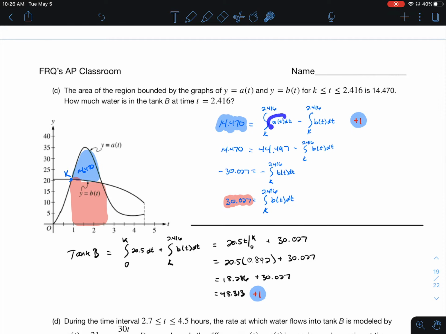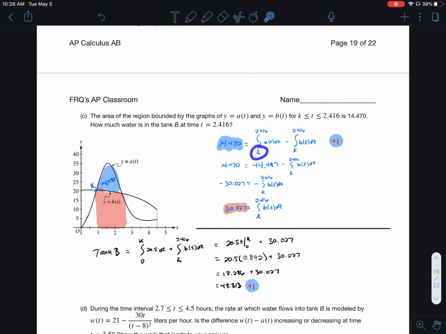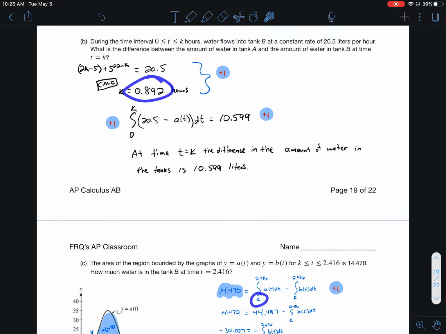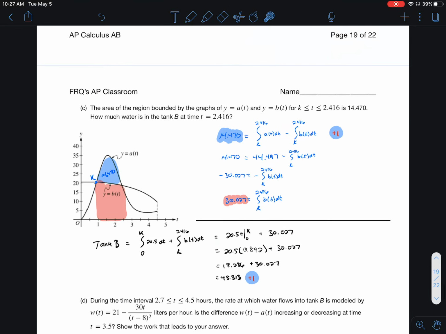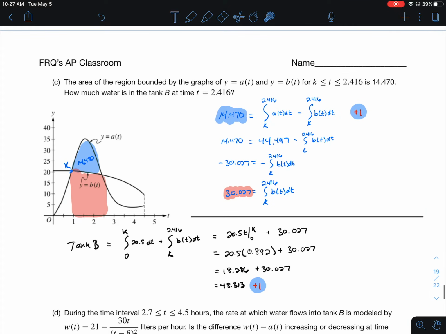So if you take the area under A, subtract the area under B, you could write this as... well, no, don't write it as 1. And it tells us that area up here is 14.470, so you set it equal to that. Using a calculator, I can find the area under the curve of A from K to 2.416. Keep in mind, K we found was 0.892. So using a calculator, I got 44.497.